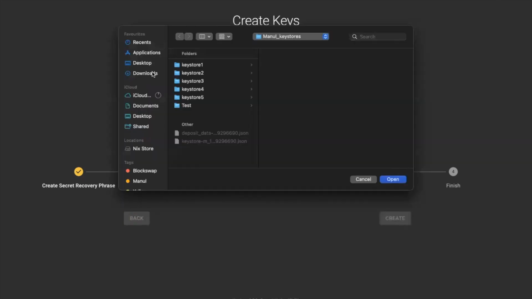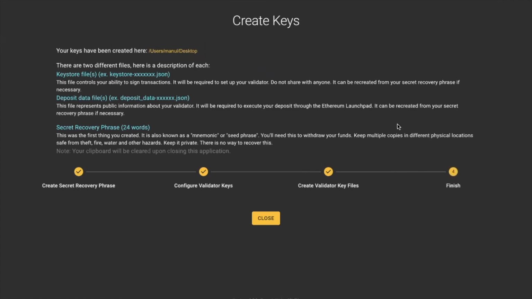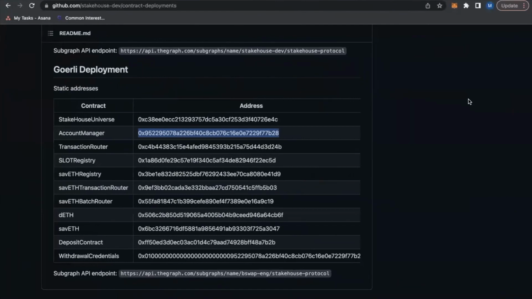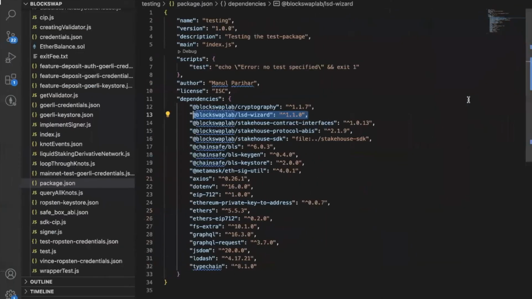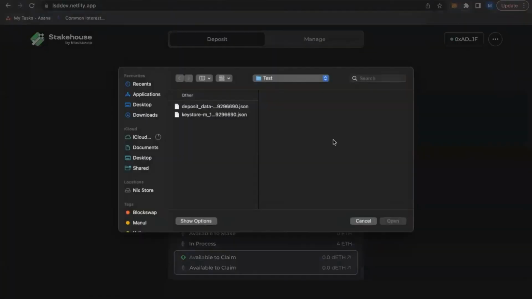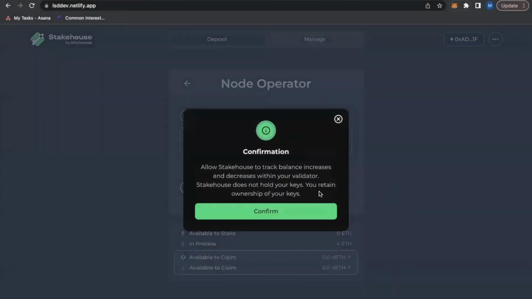Browse. I'll go to desktop. Okay. Oh, it says I have it. Nice. So let's now try to deposit it. Choose file. It needs the deposit data file. I'll go to desktop and get this deposit data file, and here, I don't know if you can see, but public key starts at 9406. Okay, good to know.